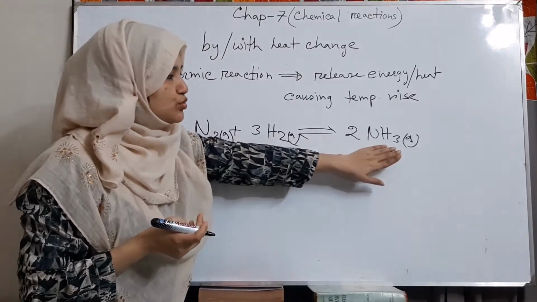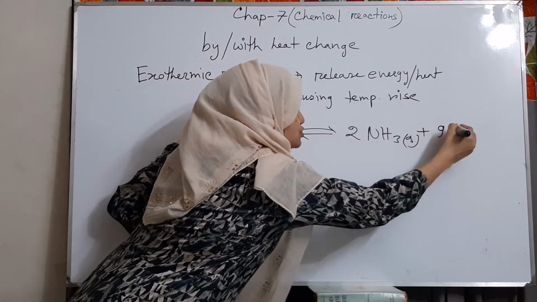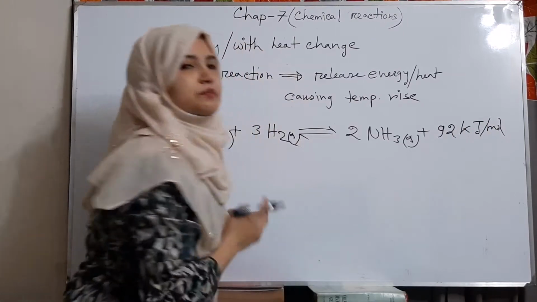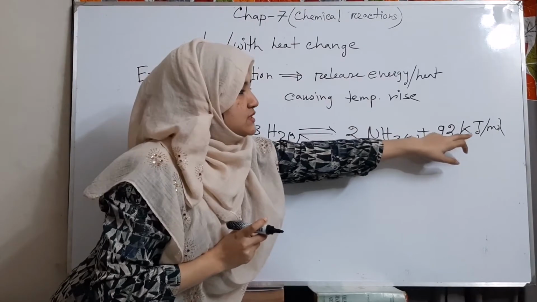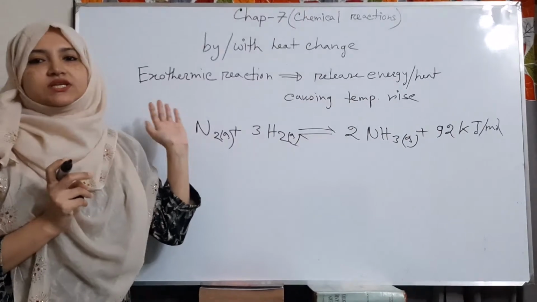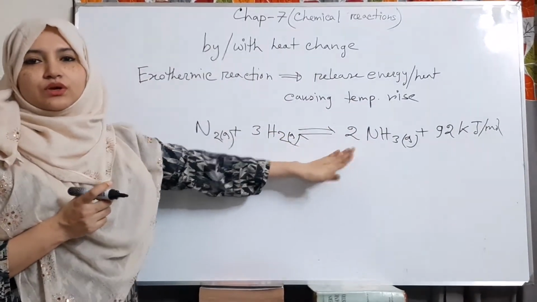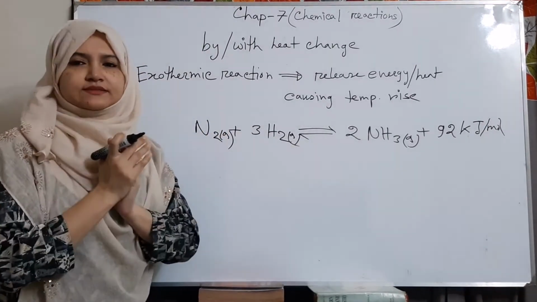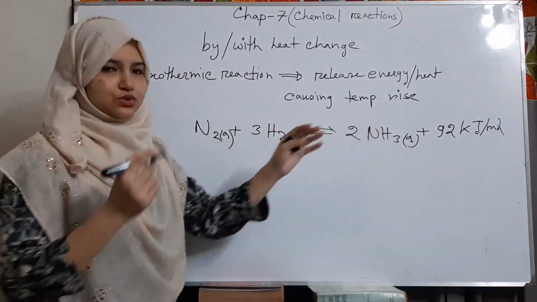That means with this product, 92 kilojoule per mole, kilojoule, with capital J and small k, 92 kilojoule of heat energy is produced with 2 moles of ammonia. This reaction is a good example of an exothermic reaction. And we can also express this equation like this.